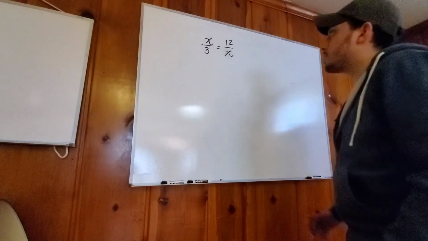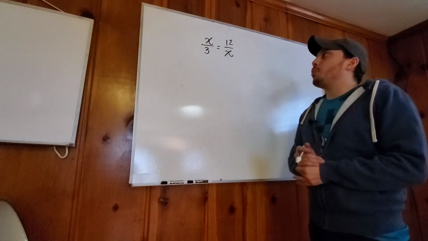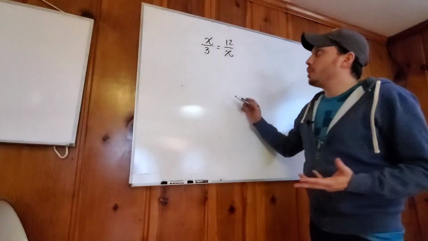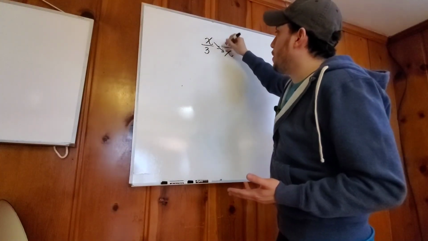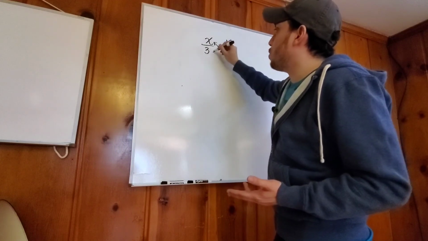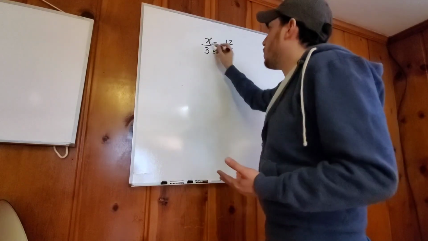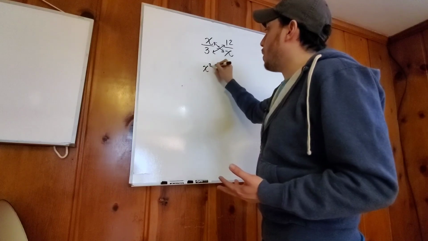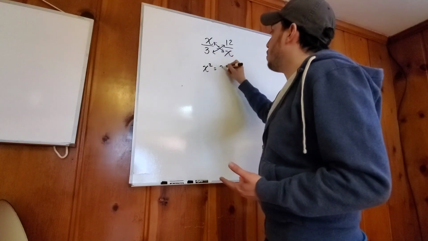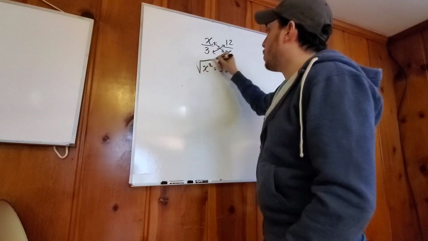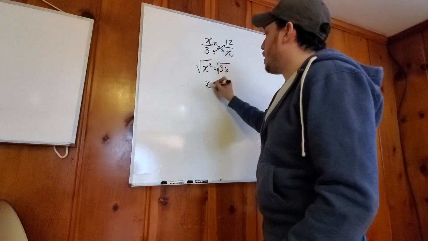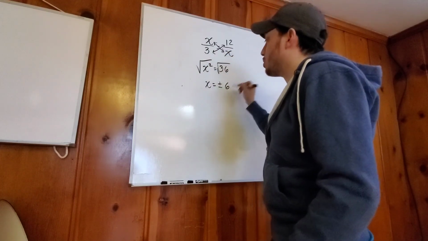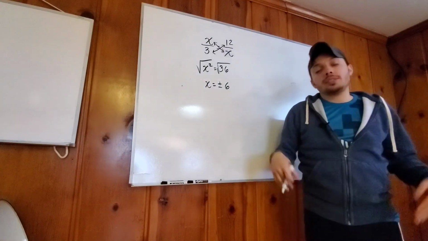Okay, the last example. For this last example, we have a proportion. So you have to cross multiply, but you have to solve for x anyway. And so x times x is going to be x squared, and 3 times 12 is going to be 36. Then we square root both sides, and x equals plus minus 6. And that is how you do the last example.